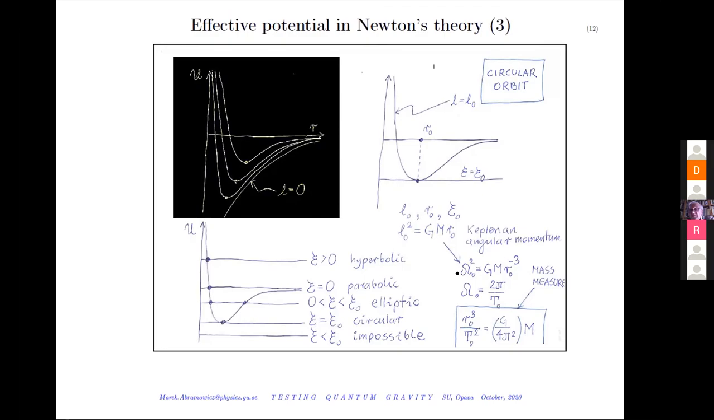And that is, of course, given by this famous Kepler's law, which Newton derived from his theory: the cubes of orbital sizes are proportional to the squares of orbital times, and this ratio is proportional to the mass of the central object. It is how we measure masses in astronomy. For centuries, we have known how to measure masses because of this Kepler's law.